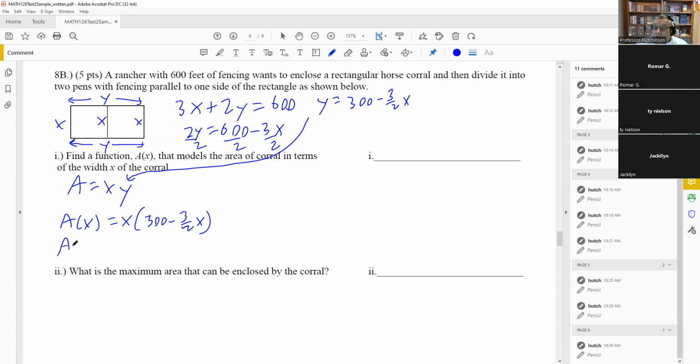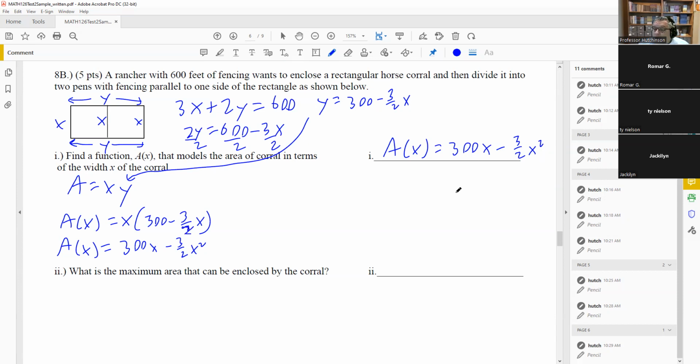So probably I would want to just go ahead and multiply this out. 300x minus 3/2 x squared. So I'm going to put that here. A of x is equal to 300x minus 3/2 x squared. So it'll take either one of these answers. If this kind of problem was in my open math, it would take either the expanded version or the factored version. Either one of these it would take as an answer, but we'll just leave it like this.